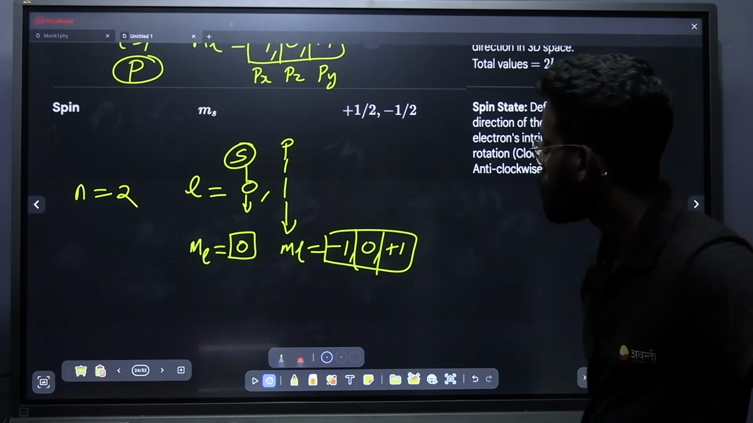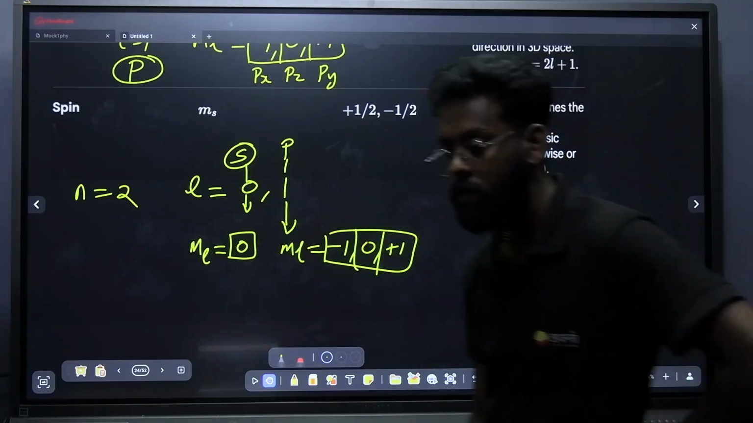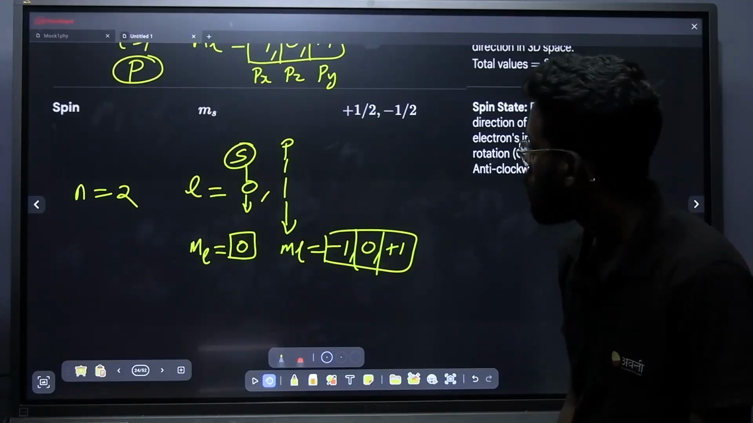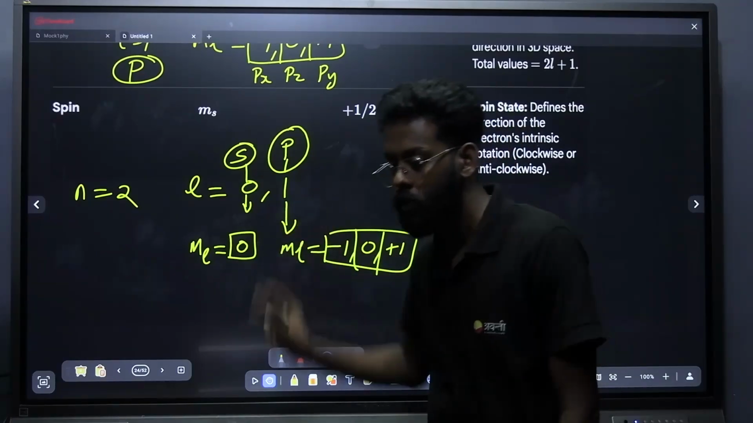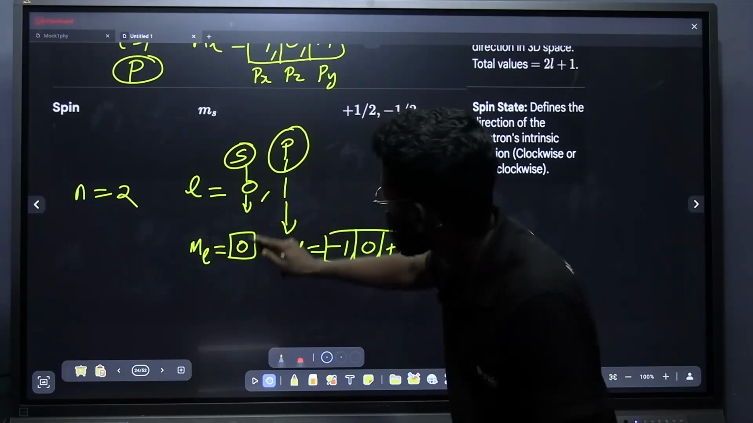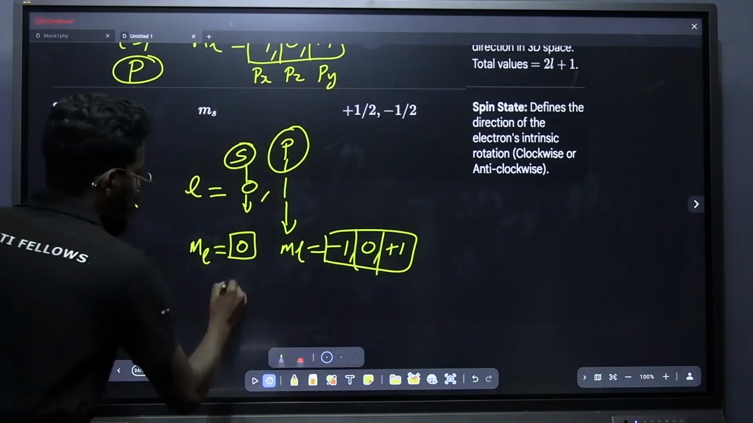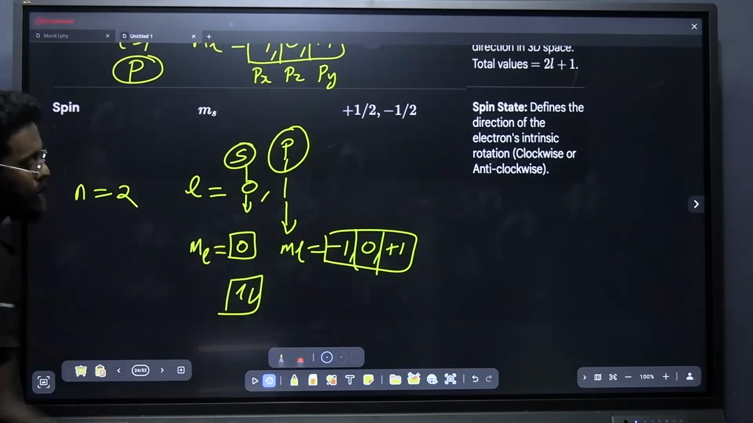So here it is 4 ml values? Sorry? Only the p subshell is taken as ml value? No. For the s subshell also I have taken the ml value, that is 0 only. The s subshell has only one orbital, right? The p subshell has 3 orbitals. Each subshell will have a different number.